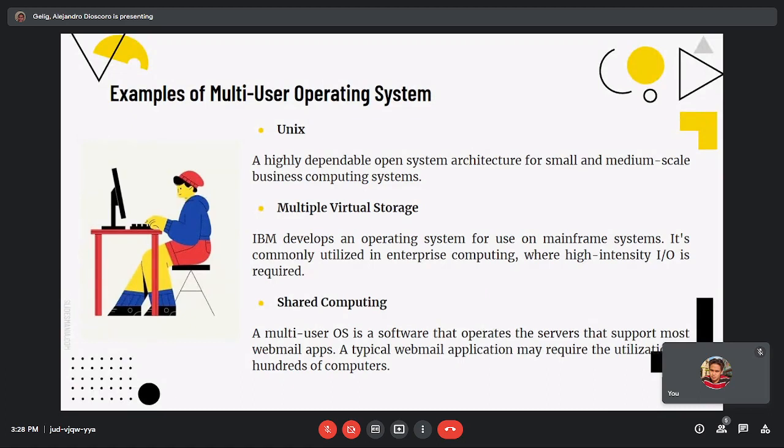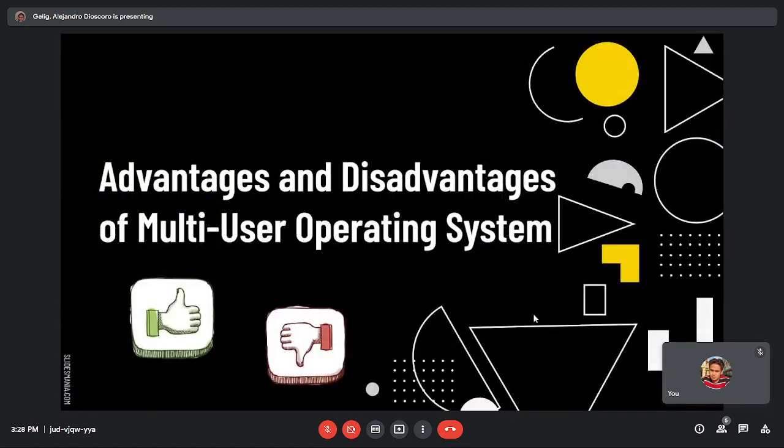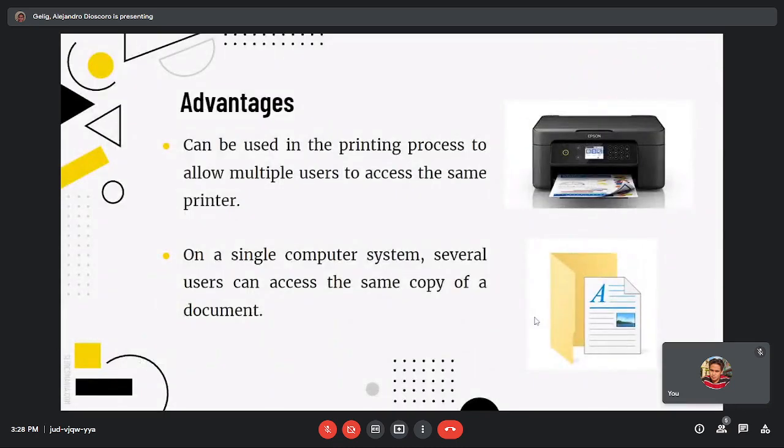So there are also advantages and disadvantages of multi-user operating systems. The advantages are the following. Multi-user operating systems can be used in the printing process to allow numerous people to utilize the same printer, which is very useful in offices and libraries because they can efficiently handle printing jobs.